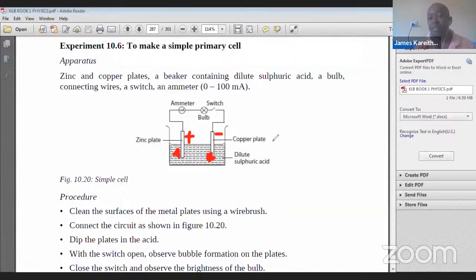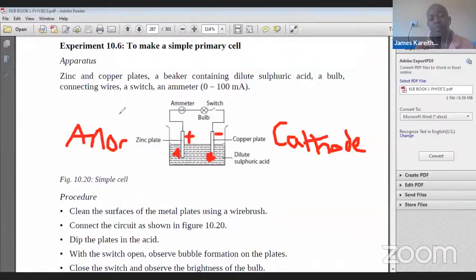Now, in chemistry, have you learned about what we call cathode and what we call anode? Or you have not? Very good. No problem. I'll teach you what they are. When you get to chemistry, it will be easier for you to understand. So, a positive terminal is called an anode. A negative terminal is called a cathode.